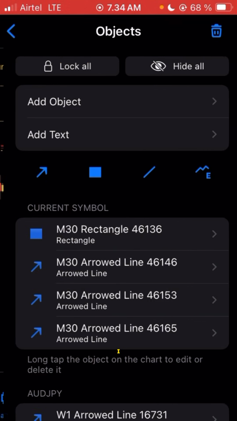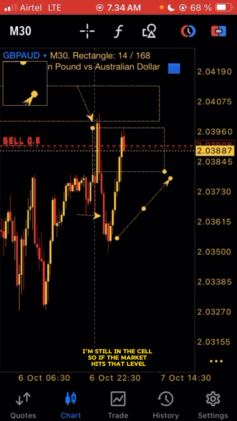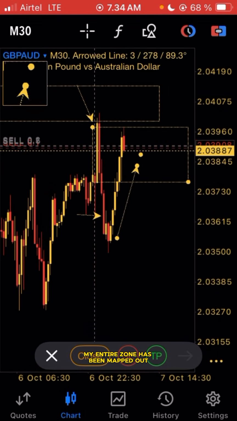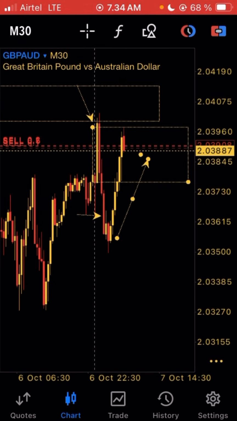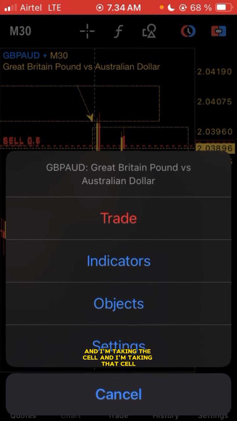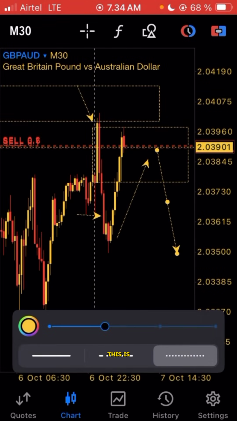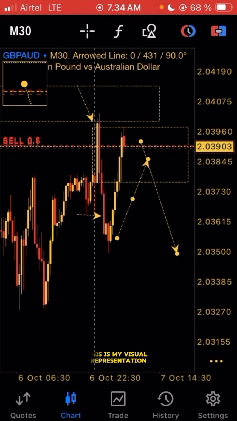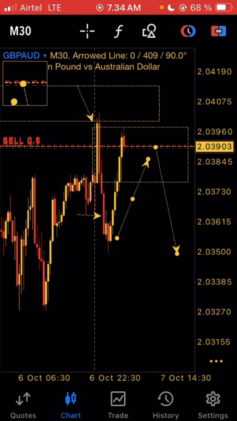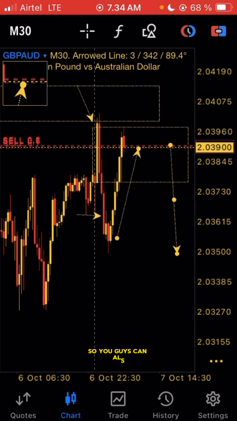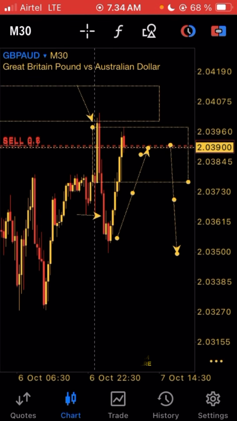Okay, I'm still in a sell. So if the market hits that level, my entire zone has been mapped out, and I'm taking that sell. So as you guys can see, this is my visual representation of what I'm looking at. So you guys can also see what I'm seeing right there.